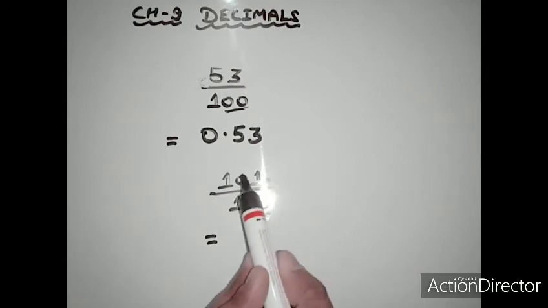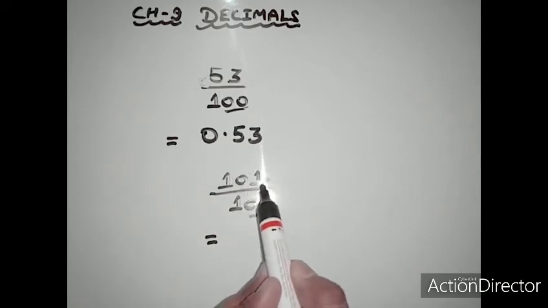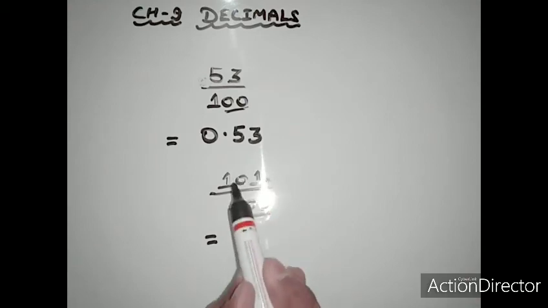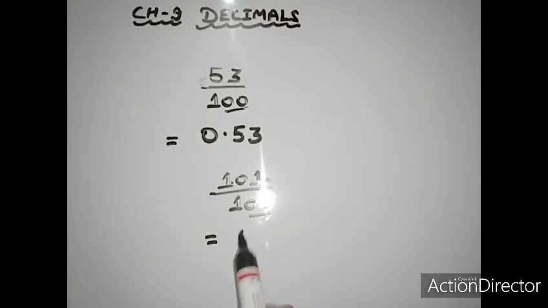So the decimal jumps the next two places to the left hand side, 1, 2. So the decimal place is here, and we write 1.01, right? So you find the decimal, write the decimal form of the number, and convert the fraction number into a decimal number.